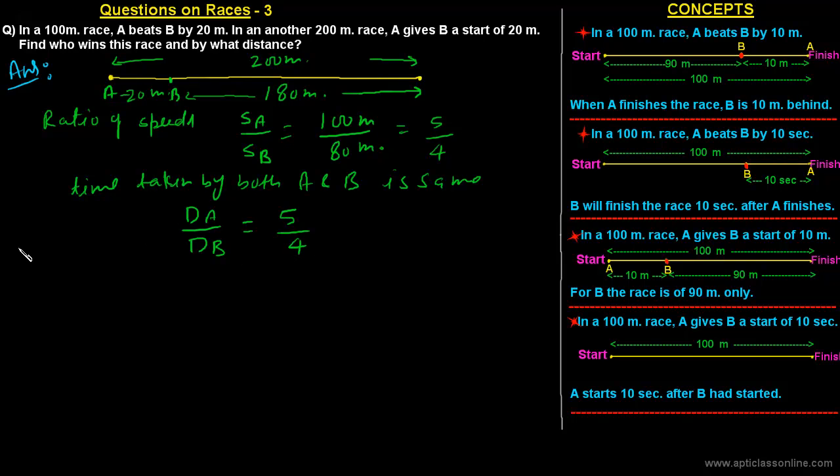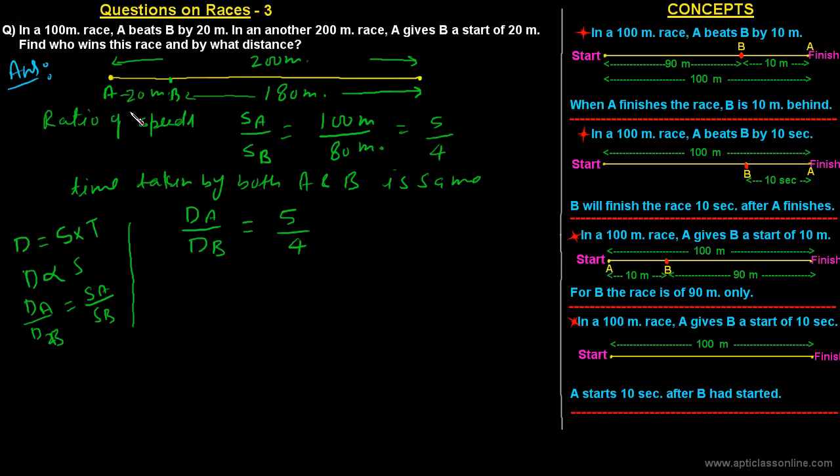Why is it so? Because you know that distance is equal to speed into time. So when time is the same, then distance is directly proportional to speed. So that's why we write dA by dB will be equal to speed of A to the speed of B. So when the time taken by both A and B is the same, the distance will be in the same ratio as the ratio of their speeds.